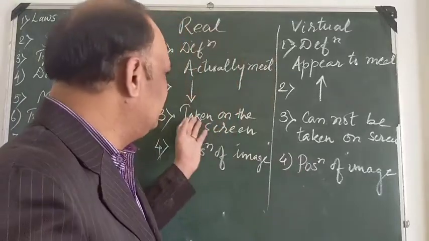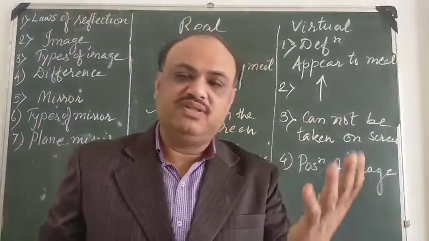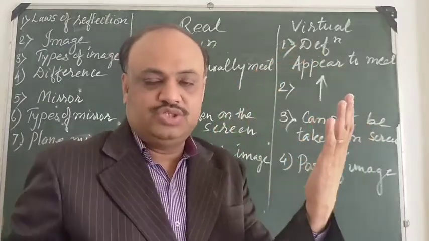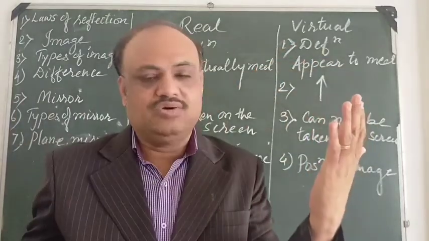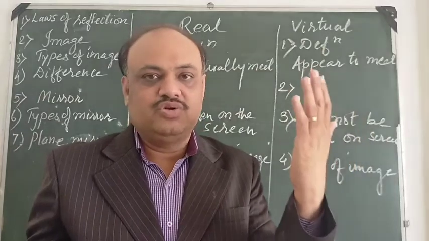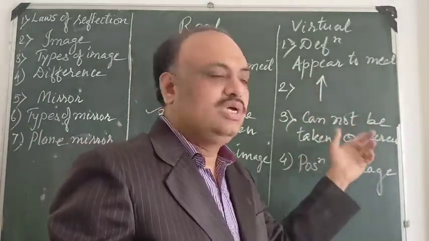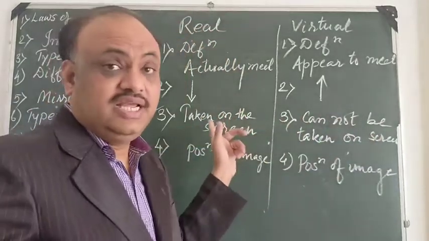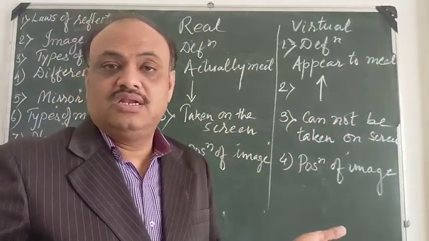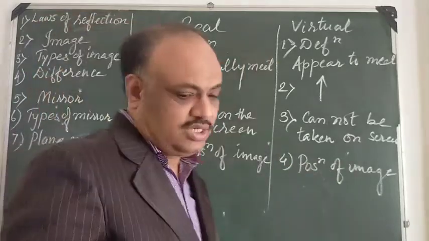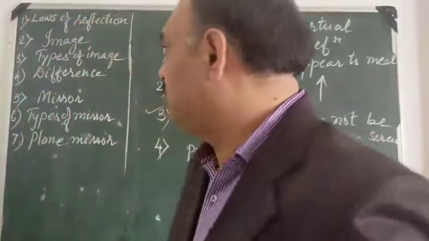When you take the image on the screen, that will be the real image. When you see yourself in the plane mirror, whatever image is formed, that is a virtual image. That image you cannot take on the screen. So that is a virtual image. This image, that is a real image, can be taken on the screen, and that is why it comes in the category of real image. So this is the basic difference between real and virtual images.